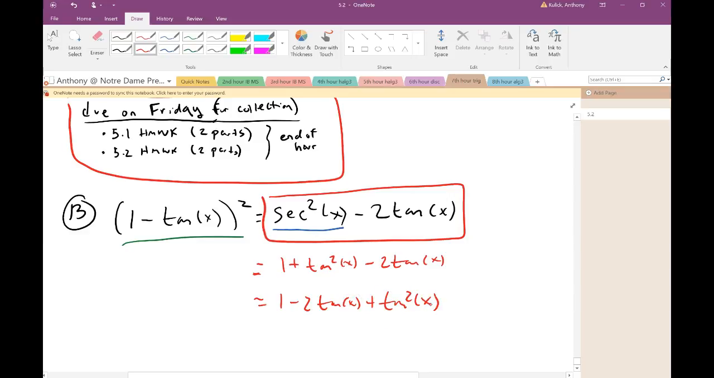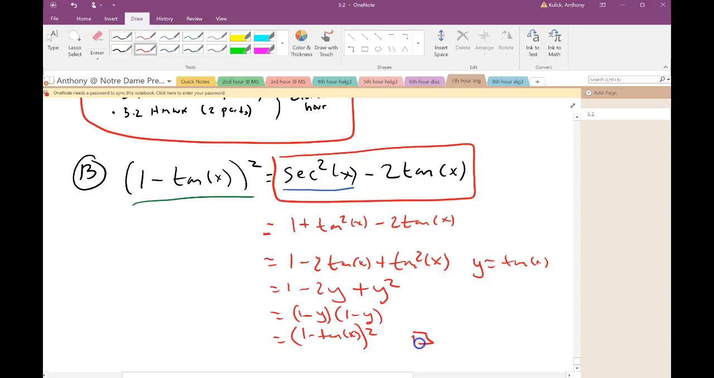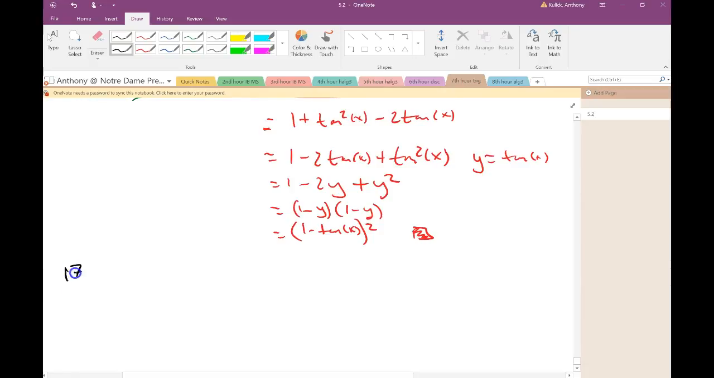this looks a lot like a quadratic equation now, where if I just say y is the same thing as tan x, I have 1 minus 2y plus y squared. That factors to 1 minus y, 1 minus y. And in our case, y is tangent x. And since there's 2 of those 1 minus y, we have 1 minus tan x squared. And we're done with this one.